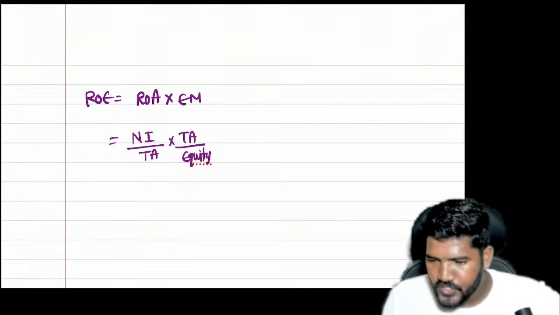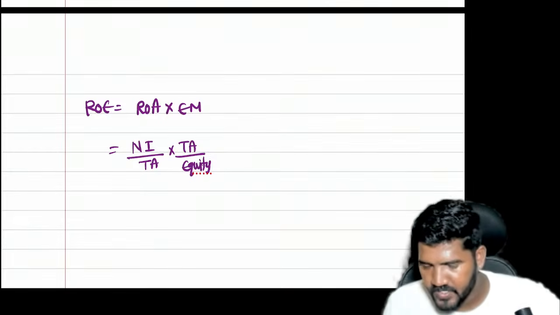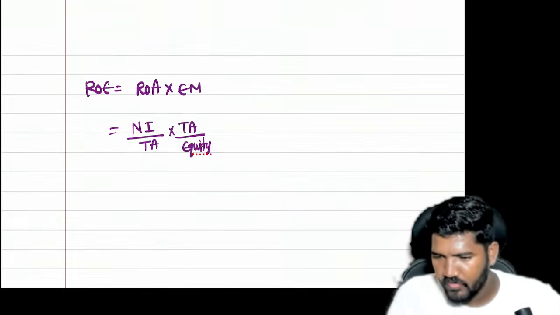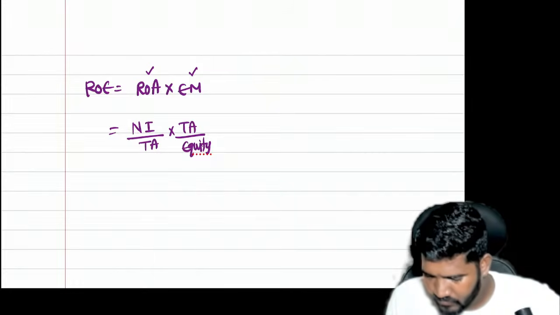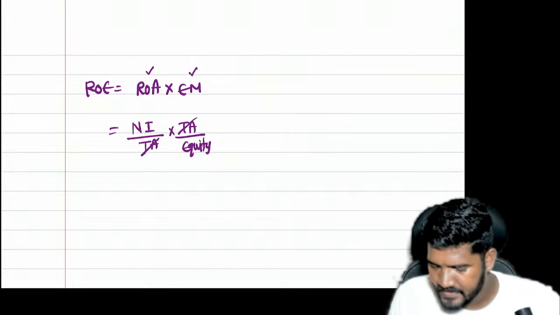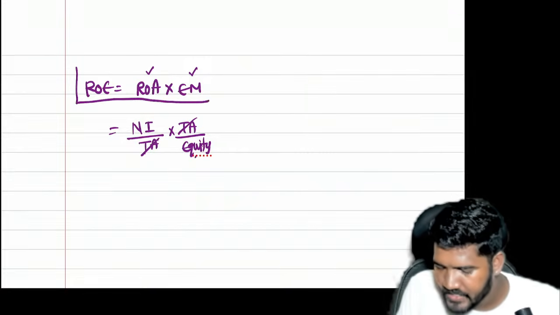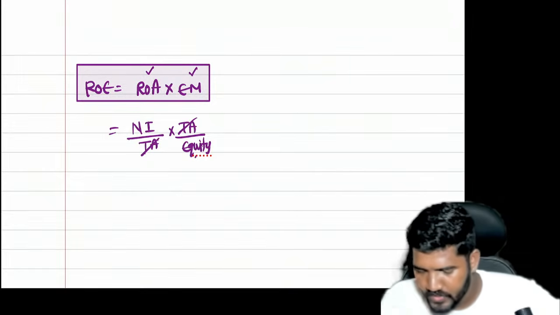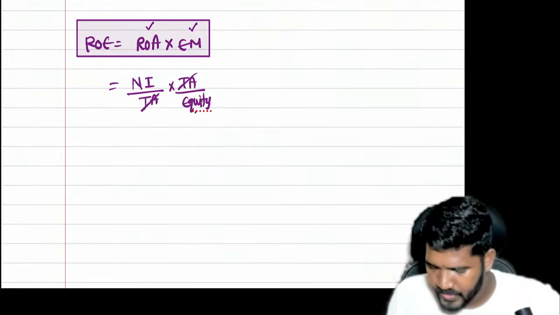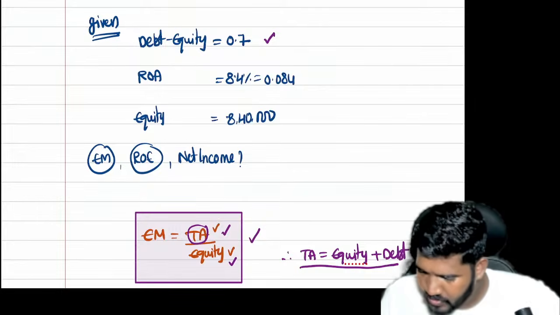Now when it comes to case 2, return on equity also, I don't have 3 components information, 5 components information, or direct information. The available information is return on assets as well as equity multiplier. Return on assets is net income divided by assets. Assets cancel, you get net income divided by equity. It means you can use the alternative calculation for return on equity: return on assets into equity multiplier. Now let us check here. Return on asset is directly given, 0.084.